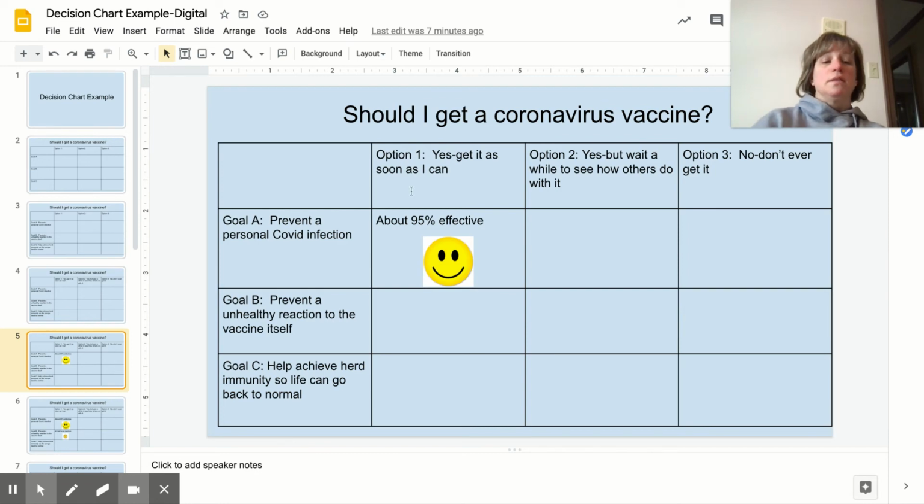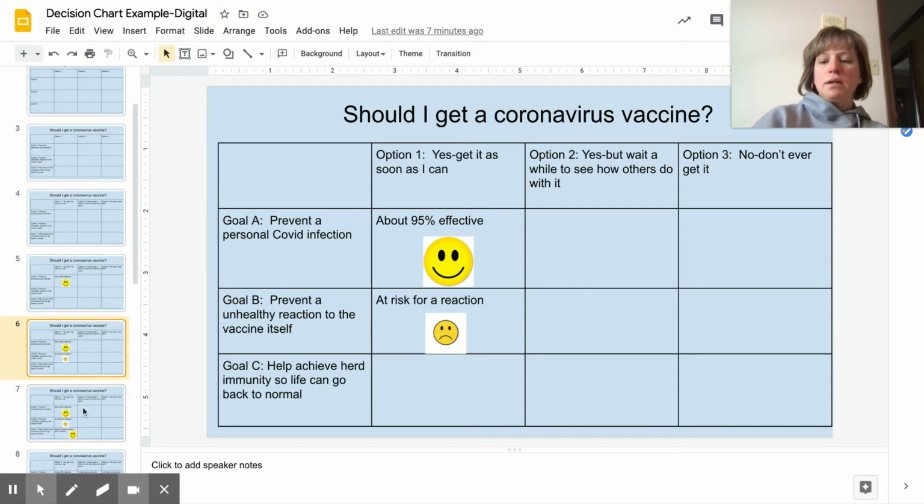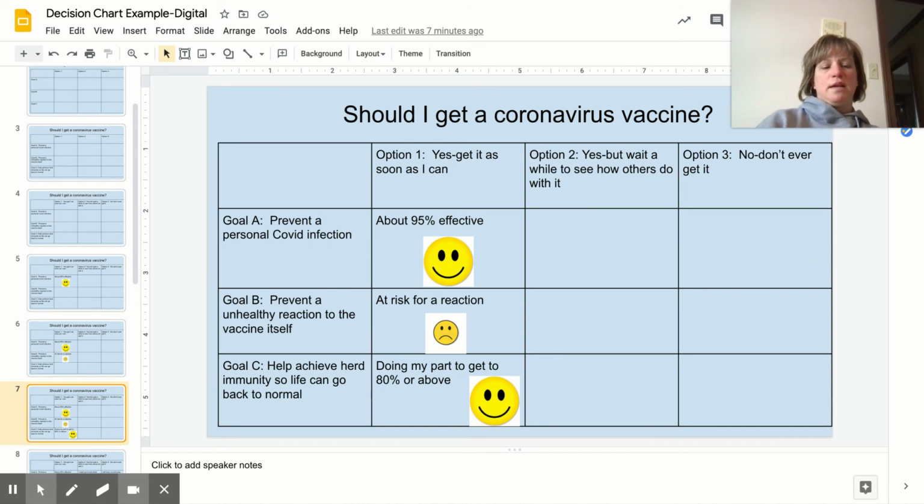Okay, now let's keep going. If I get the COVID shot as soon as I can, would that prevent an unhealthy reaction to the vaccine itself? Well, absolutely, it would not do that. So, see the sad face? That would put me at risk for a reaction. Now, the next one, we keep following the pattern. Option one, if I get it as soon as I can, will it help achieve herd immunity? And the answer is yes, I'm doing my part. I've heard Dr. Fauci say around 80 to 85%. If that percent of the population is vaccinated, the virus will die out, won't have enough hosts to spread.